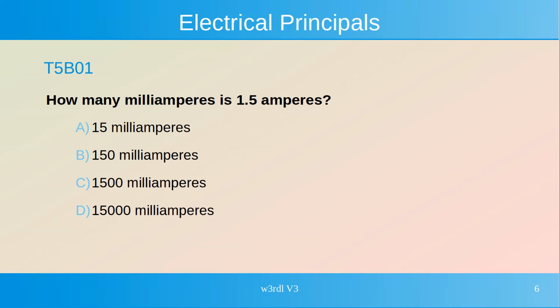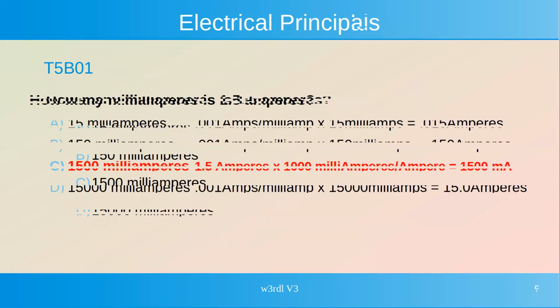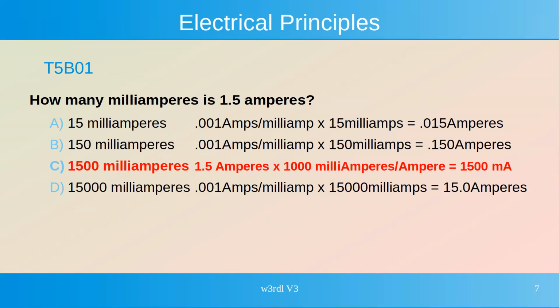Did you say C? Yes, C. Okay, Charlie. You need to start practicing the phonetic alphabet. Well, let's see if it's Charlie. Well, by George, it's Charlie. So we multiply 1,000 milliamperes per amp times 1.5 amps and get 1,500 milliamperes.